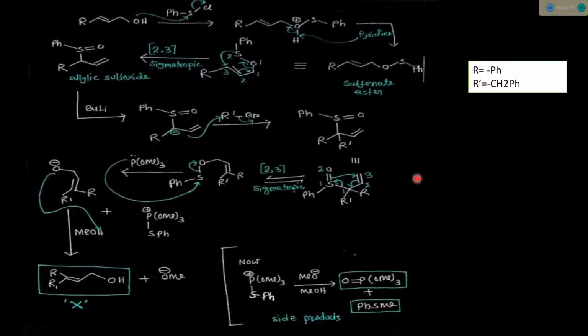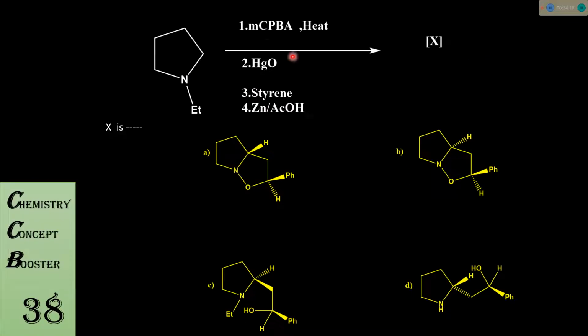So yeah, let's move to the next question. So yeah, this is called a pyrrolidine molecule. If a double bond is there, then that is pyrrole, and this is the saturated version of pyrrole, meaning pyrrolidine. We can call it an N-ethyl pyrrolidine molecule, using mCPBA, heat, then mercuric oxide, styrene, zinc, acetic acid. So these are the options.